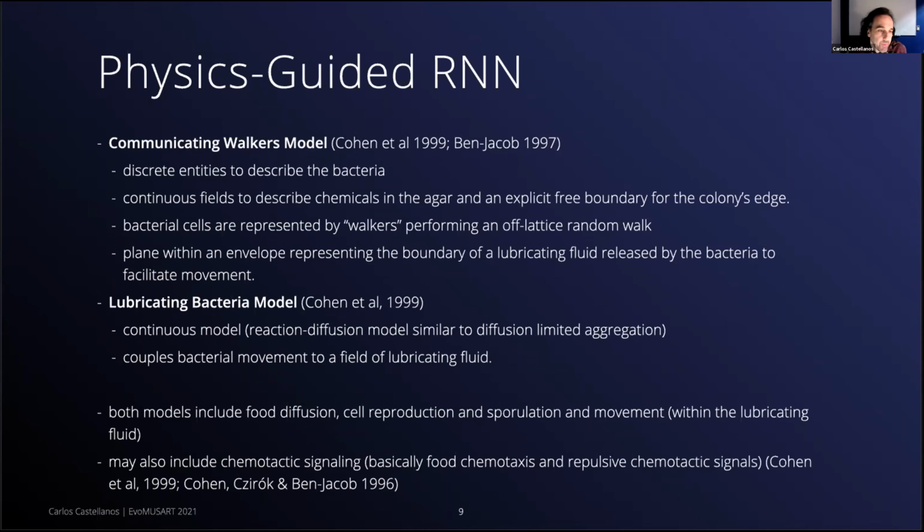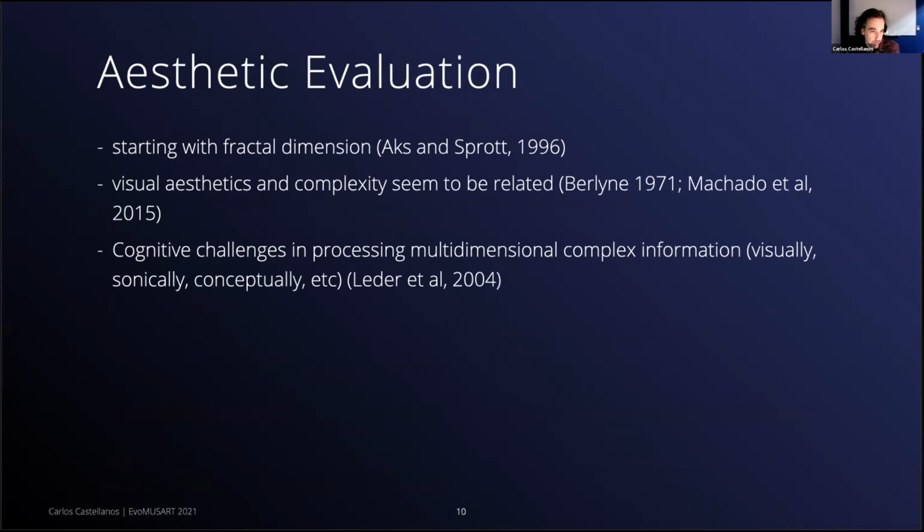each cell really represents, I forget, several thousand bacteria, but they're in a continuous field of these chemicals in the agar, and an explicit free boundary of the colony edge. And then the lubricating bacteria model is a continuous model. It's very similar to diffusion limited aggregation, which, as you saw from the images, is kind of how those patterns look. Some of them, not all the bacteria look like that. So that's that one. It couples bacterial movement to a field of this lubricating fluid. And both models include food diffusion, sporulation, all these kinds of things.